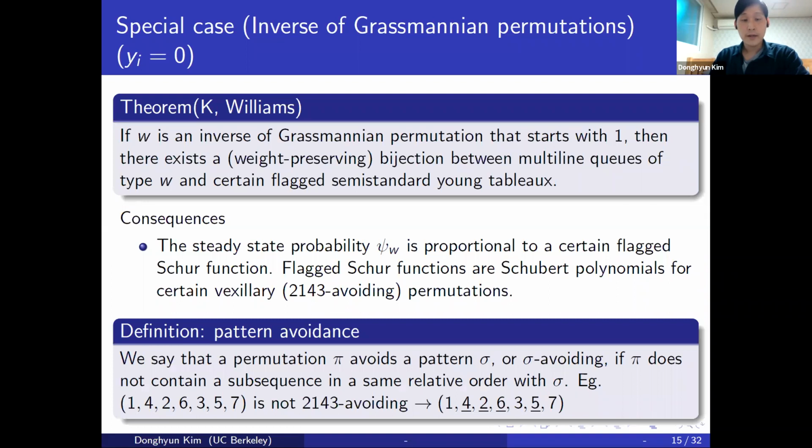And I will define pattern avoidance. We say that a permutation pi avoids a pattern sigma, or is sigma avoiding, if pi does not contain a subsequence in the same relative order as sigma. Here is an example. The permutation 1,4,2,6,3,5,7 is not 2,1,4,3 avoiding because 4,2,6,5 are in the relative positions of 2,1,4,3.